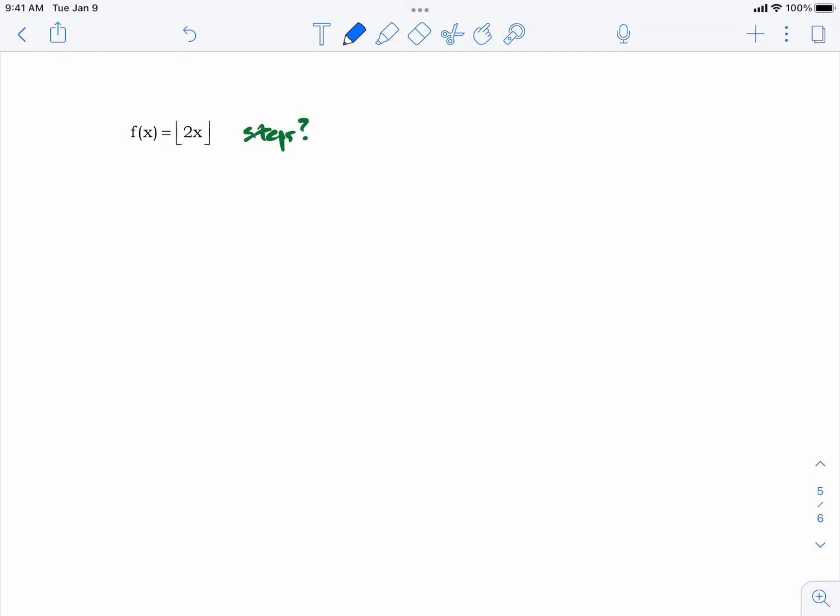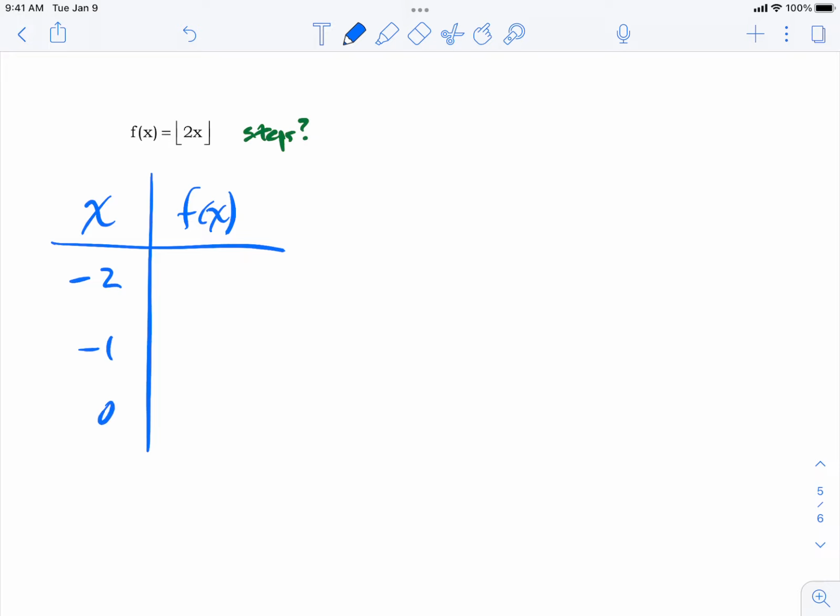Back. Okay. First, I will do my usual plugging in of -2, -1, 0, 1, and 2. And if you plug in a -2 here, what have I got? I've got 2 times -2 is -4, which rounds down to -4. If I plug in -1, what happens? I got 2 times -1 is -2, which rounds down to -2.